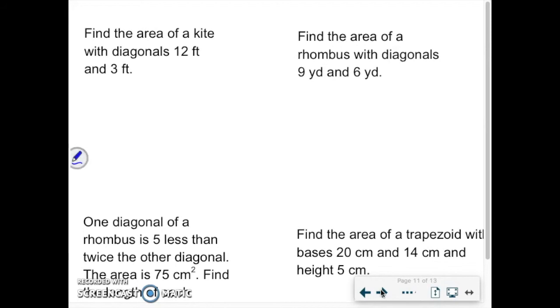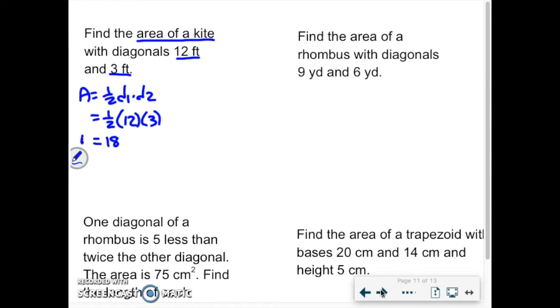No picture is actually usually easier, as long as they don't do any weird stuff with units. They gave us 2 diagonals. We're finding the area of a kite. The area of a kite is 1/2 the diagonal 1 times the diagonal 2. So then what we get with that is just ready to plug in. 1/2 times 12 times 3. You can go to the calculator for that if you need to. We're going to end up with our area, which is going to be 18 square feet.